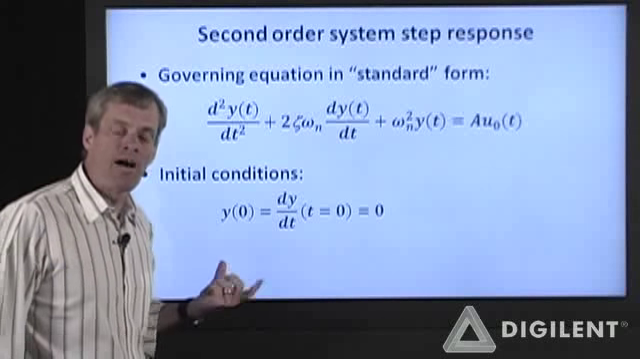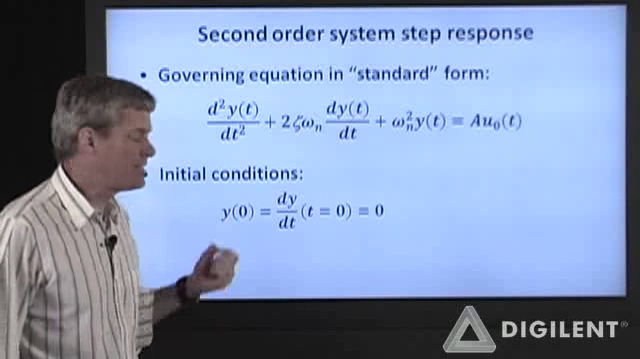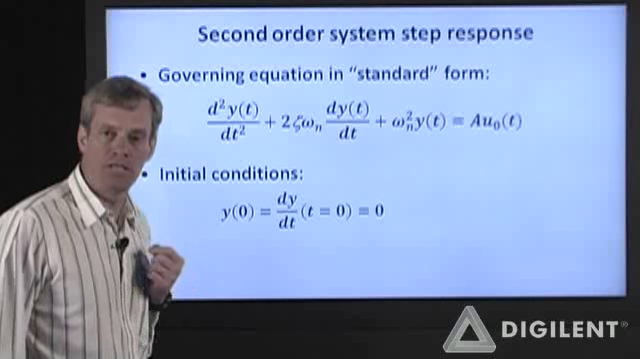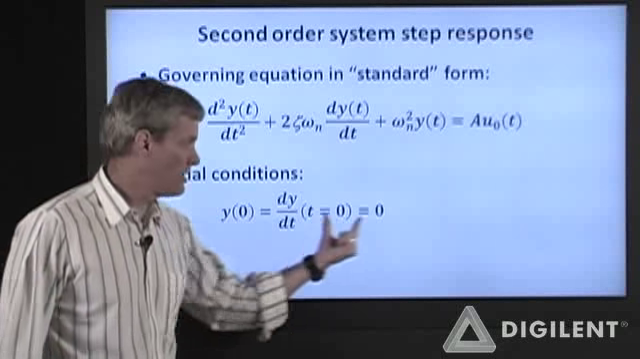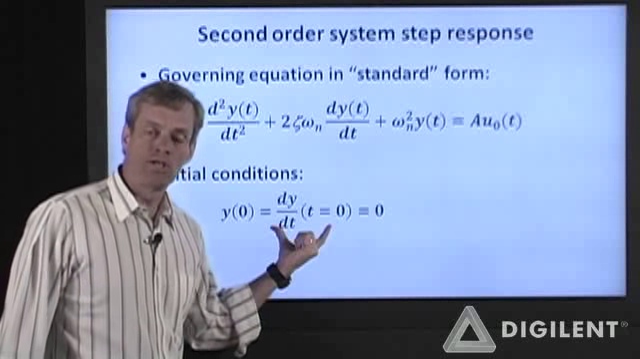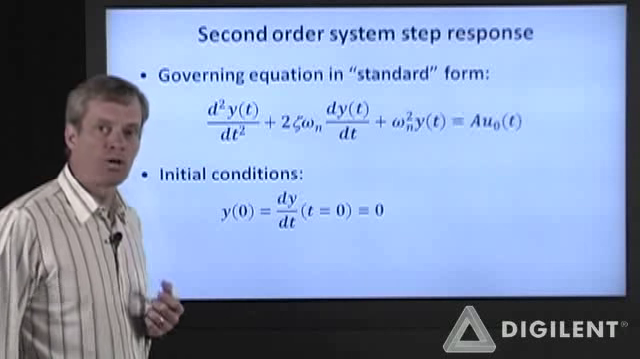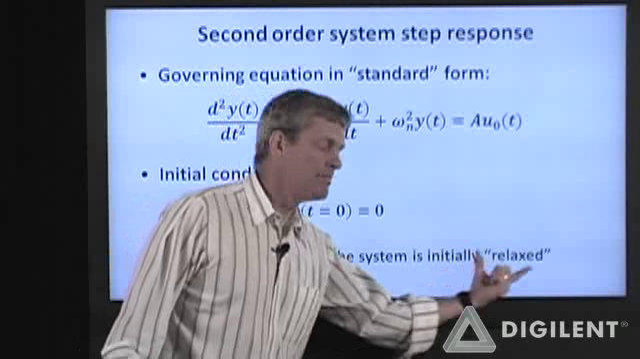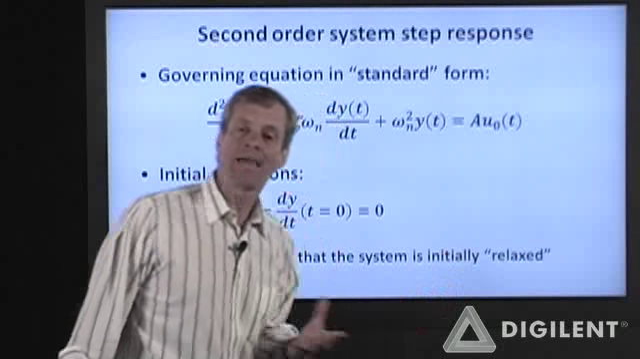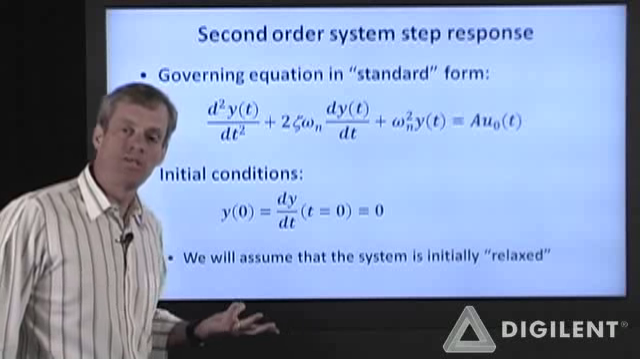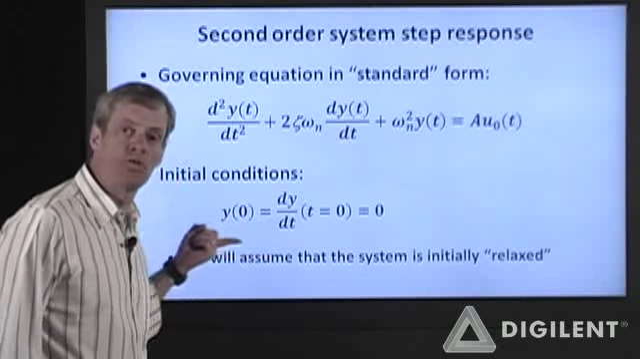Now, in order to simplify our analysis, when I'm talking about the step response of second order systems, I'm going to assume that my initial conditions are all 0. So the value of the function itself at time t equals 0 is 0, and the slope of the function at time t equals 0 is also 0. These conditions correspond to a condition in which the system is initially relaxed. As we said, when we mention that the system is relaxed, it means that we have no energy stored in any of the energy storage elements in the system. That will correspond to this condition.